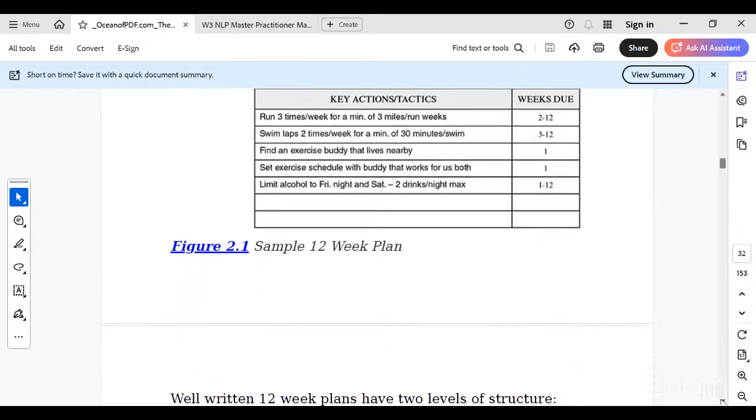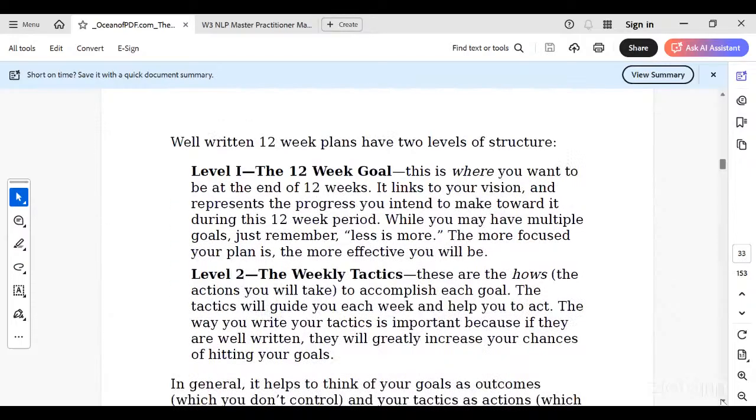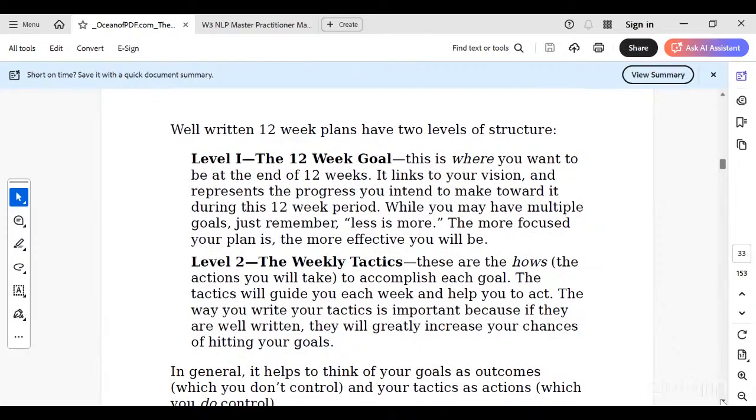So this is a sample, well written 12-week plan. 12-week plans have two levels of structure. Level 1, the 12-week goal. This is where you want to be at the end of 12 weeks. It links to your vision and represents the progress you intend to make toward it during this 12-week period. While you may have multiple goals, just remember less is more. The more focused your plan is, the more effective you will be.